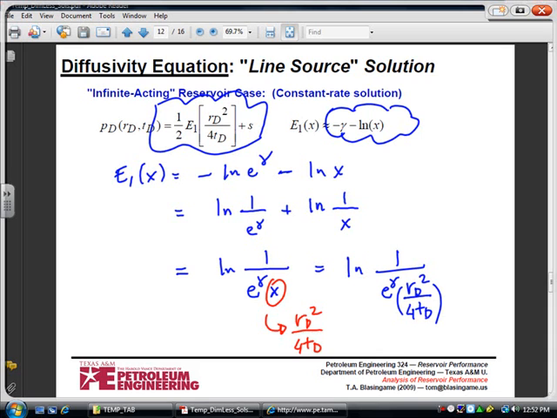So the first thing, we are trying to obtain the solution at the wellbore. So at the wellbore, this term equals 1, right? So this means that in our solution, pressure will be a function of time.